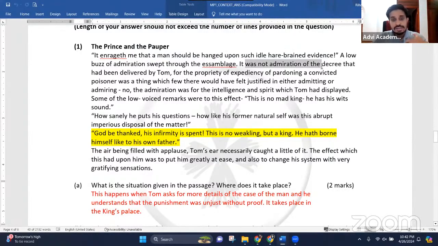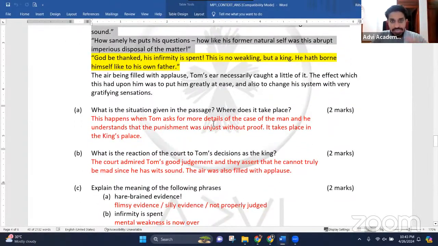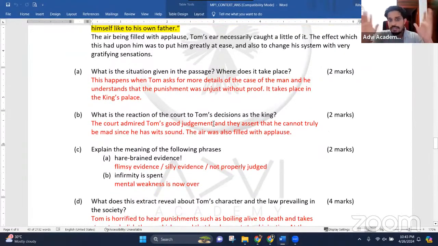Not that admiration of the decree, or not for what Tom really spoke, but to talk about how he pardoned the convicted prisoner, right? In terms of showing his intelligence and spirit. Reading the paragraph will help you answer A and B. That's the truth. As long as you remember the summary of the story, don't overcomplicate. We are not asking in A or B about the themes.